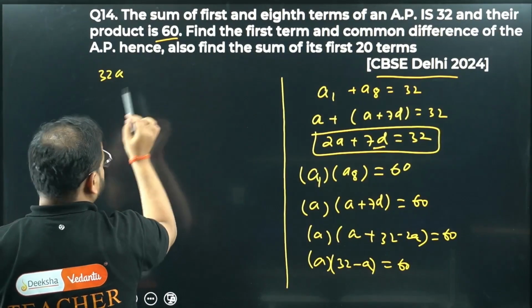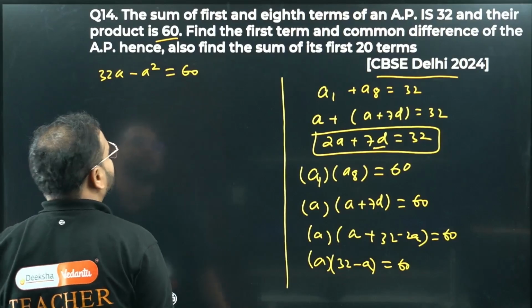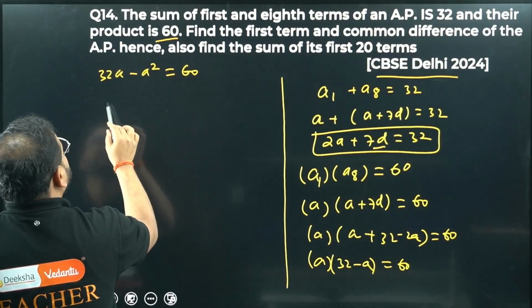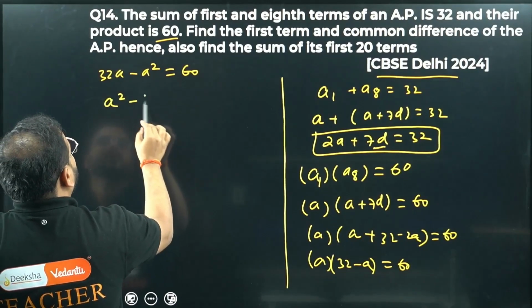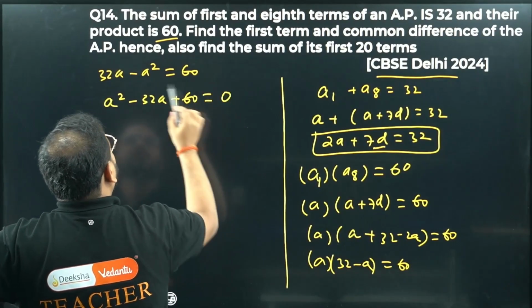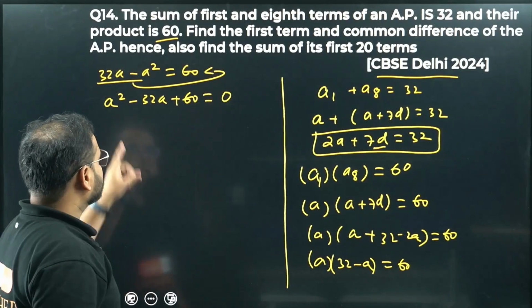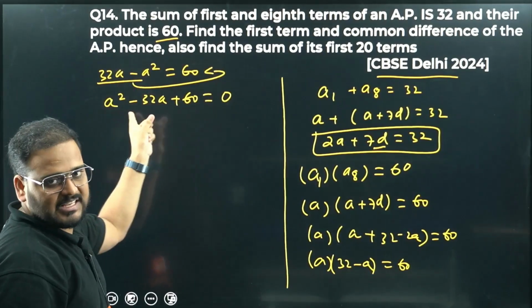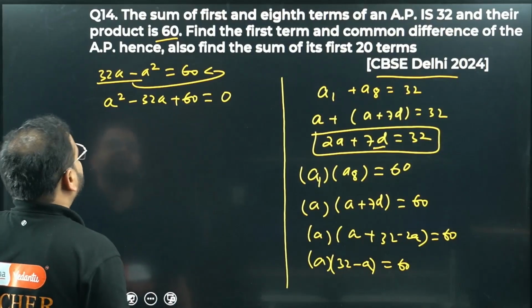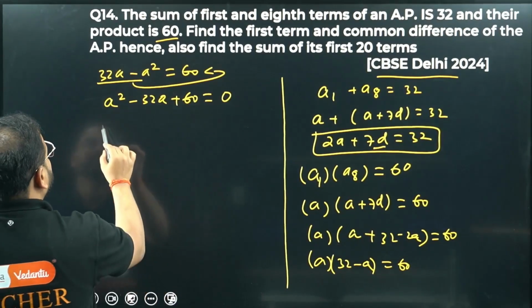32a minus a square equals to 60. Okay. So what I'm getting from here, please check. A square minus 32a plus 60 equals to 0. I'm bringing this entire term on this side. So this becomes minus and this becomes plus. It's going to be positive. Okay. Now can I factorize this for a, one variable quadratic equation? I can factorize, right? Please check.